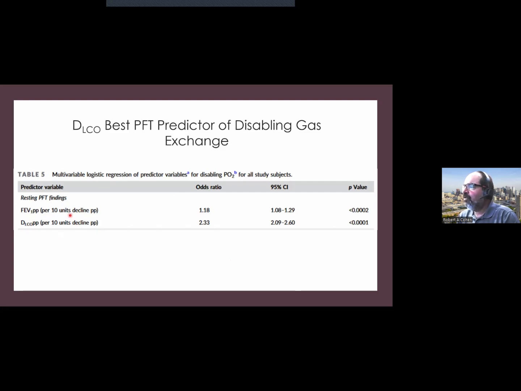And for a 10 unit decline in percent predicted, you can see the odds ratio for having a disabling PO2 was 2.33 compared to 1.18. They're both significant, and spirometry is obviously an important variable. But I think that DLCO is a stronger predictor from resting lung function for a disabling PO2 with exercise.